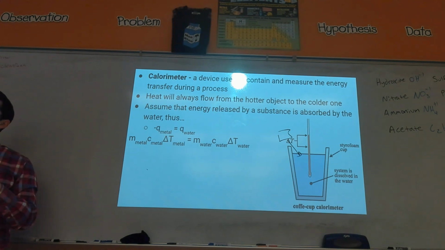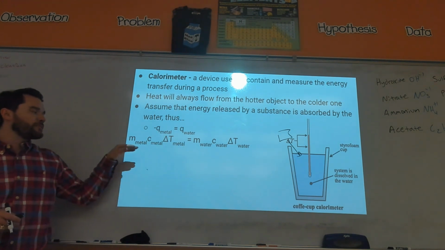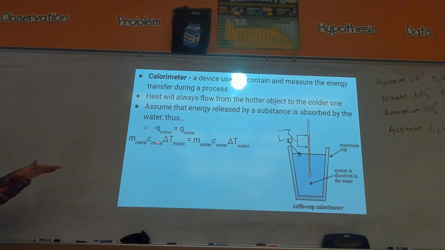So what's happening now is we can use the Q equals MC delta T to set up two equations here to then calculate just how much of the heat goes from the metal to the water. So that's what they're trying to show here. Now, why is this negative Q metal? Why is there a negative sign there? Any thoughts?